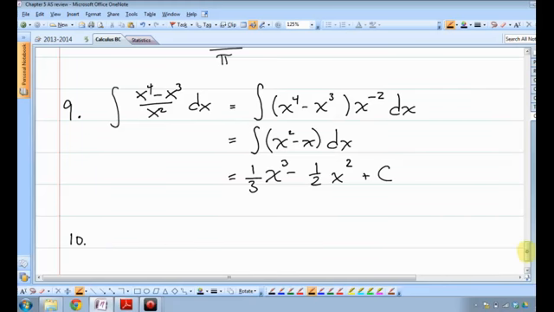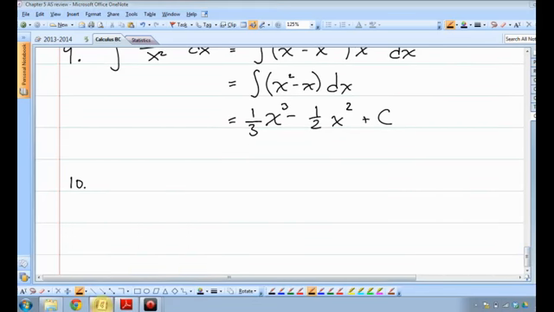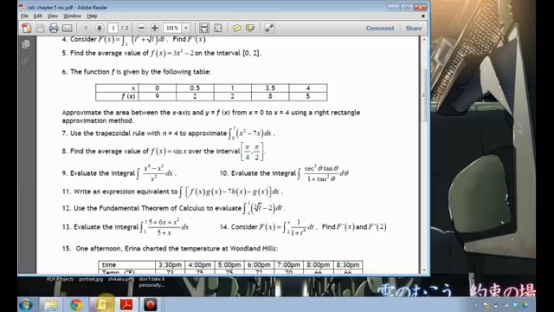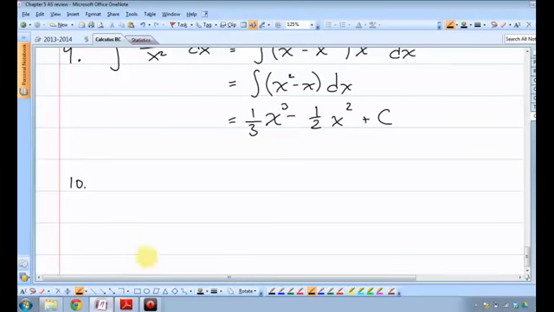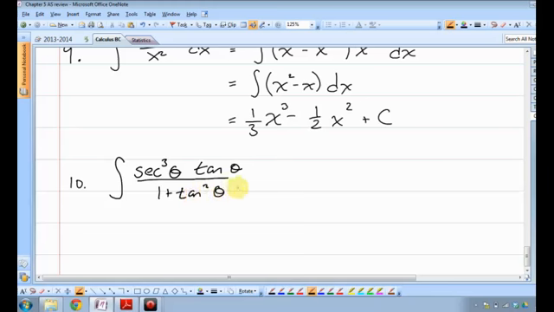Okay, let's do 10, maybe 11. 10. Oh yeah. Secant cubed theta, tangent theta, 1 plus tangent squared theta d theta. That's an identity. Yeah, but it's an identity. So the appropriate identity here is 1 plus tangent squared equals secant squared.